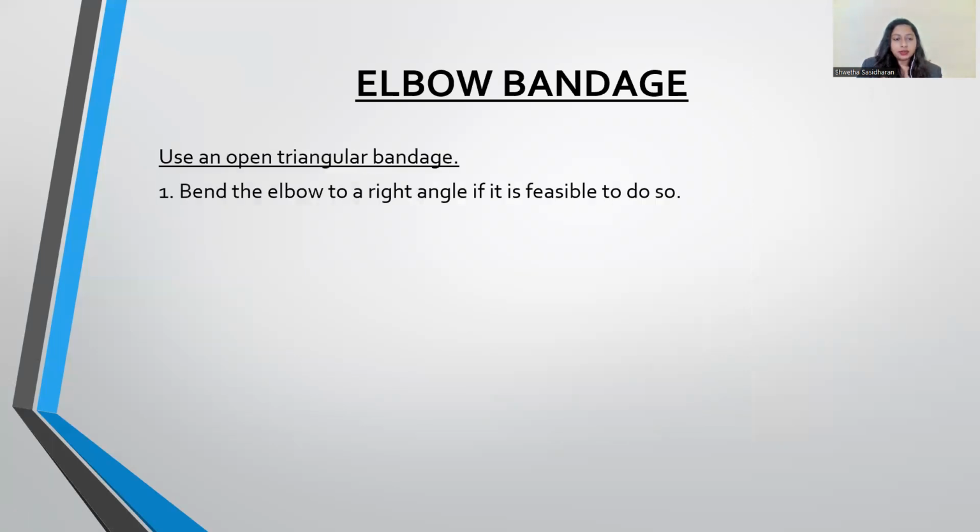Next is the elbow bandage. Use an open triangular bandage. Bend the elbow to a right angle if feasible to do so. Sometimes, with some injuries, the patient won't be able to bend their elbow itself.